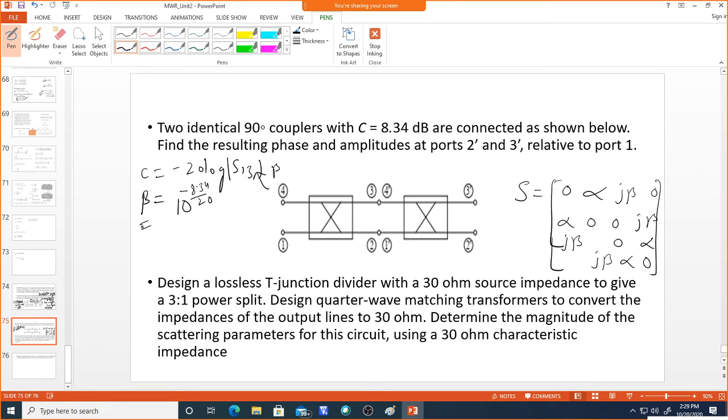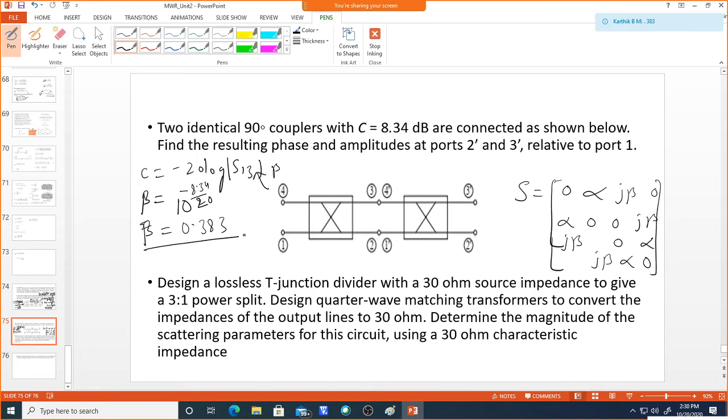So what is the value? Calculate this beta value and tell me. What is the value? Anybody who got the value? Is it 0.383? Hello?